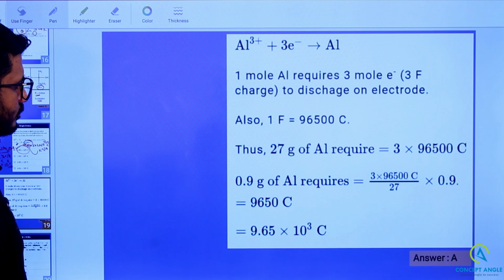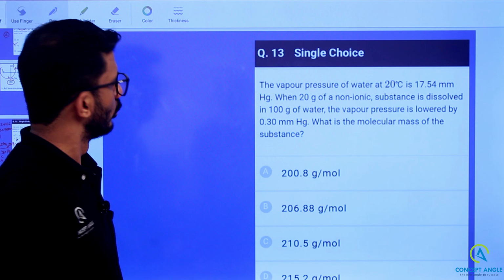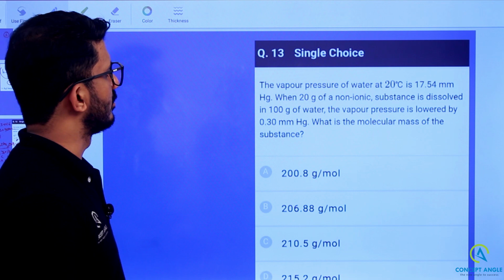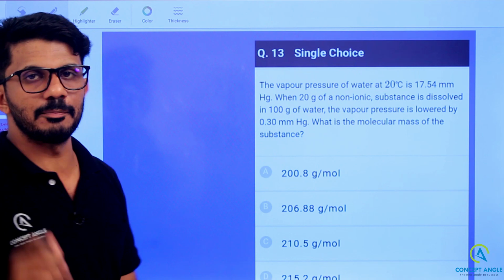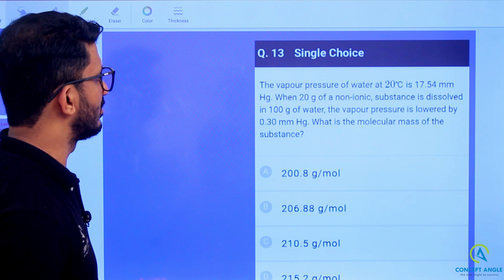Question number 13, the vapor pressure question from the chapter solution. The vapor pressure of water at 20 degrees Celsius is 17.54 mmHg, millimeter mercury. When 20 gram of a non-ionic substance, it won't dissociate, is dissolved in 100 gram of water, the vapor pressure is lowered by 0.3 mmHg. What is the molecular mass of the substance? M2 is what? That is the question.